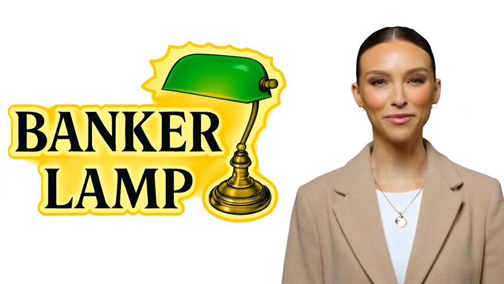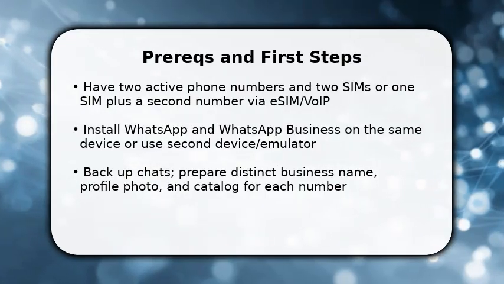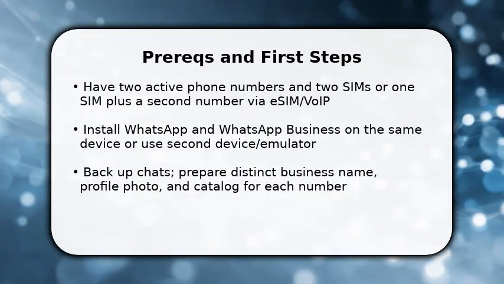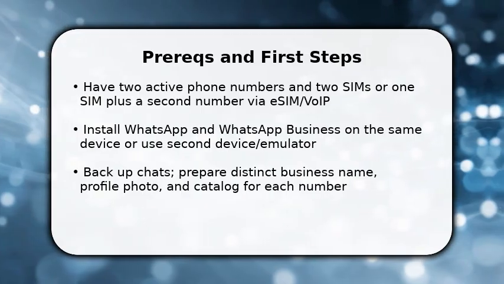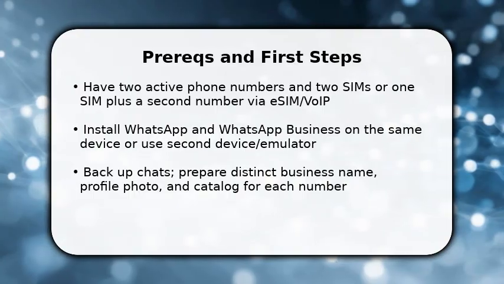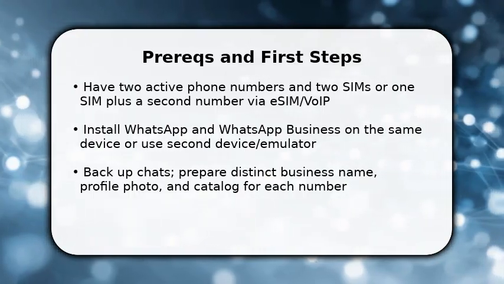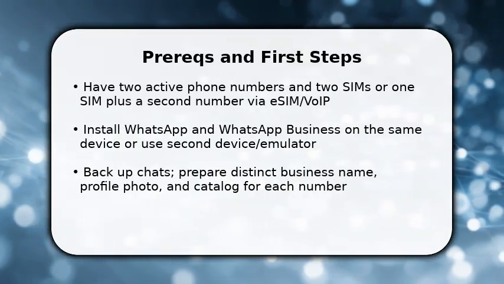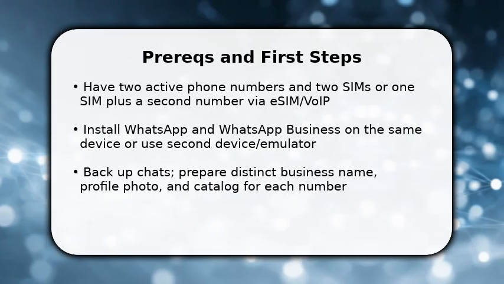Please enjoy the video. You already have 2 numbers ready. Now move fast. First, decide which number will stay on WhatsApp Business and which will be secondary. Install WhatsApp Business, and if needed, regular WhatsApp on the same phone or set up an emulator/second device. Once done, verify each number separately using the SMS or call code.